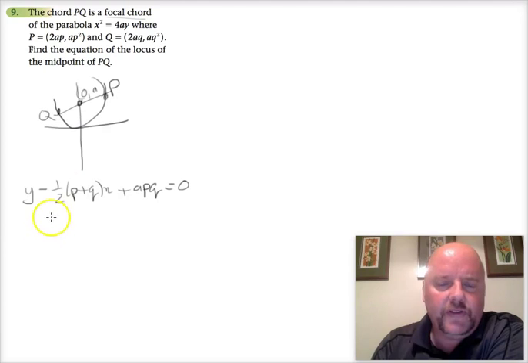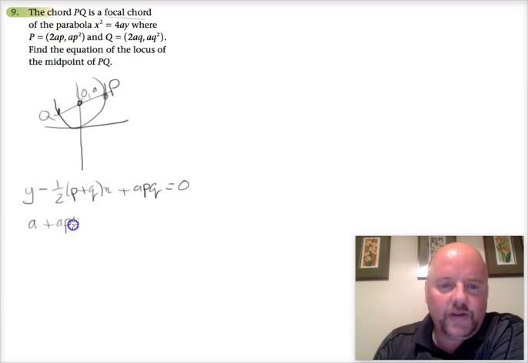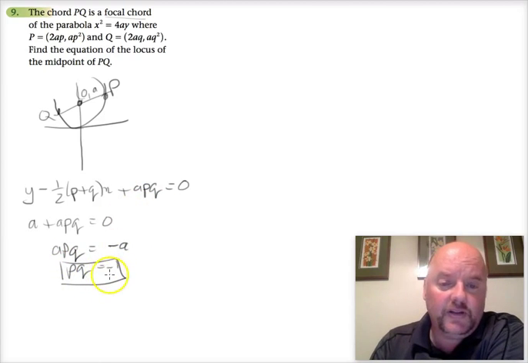Since it's a focal chord, it must pass through the point (0, a), which means I can substitute (0, a) into this, and I can get a little property that I'm going to use a little bit later. If you put a 0 in where the x is and a over here, you get a + apq = 0. So apq = -a, so pq = -1. Now that's actually a property about focal chords that you can probably state. You don't need to generate that.